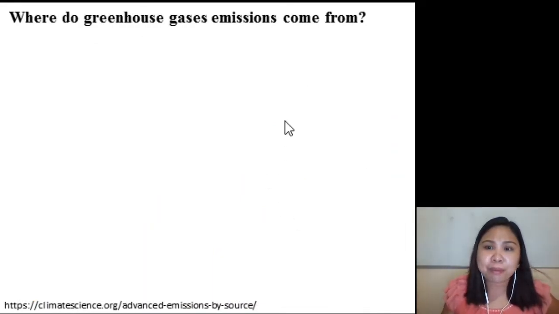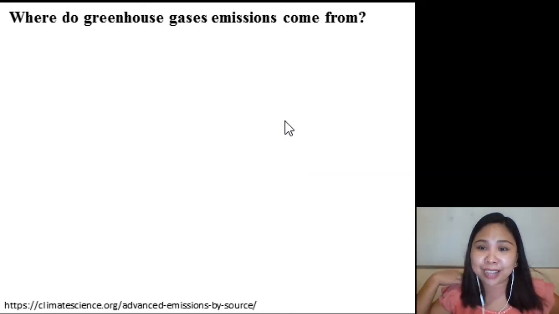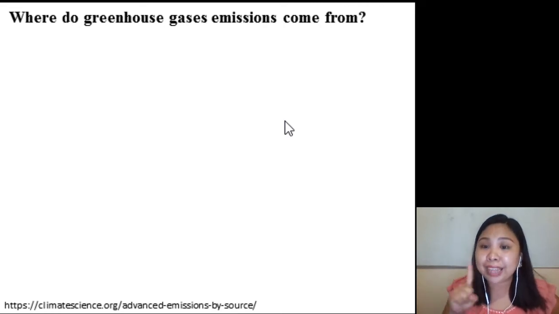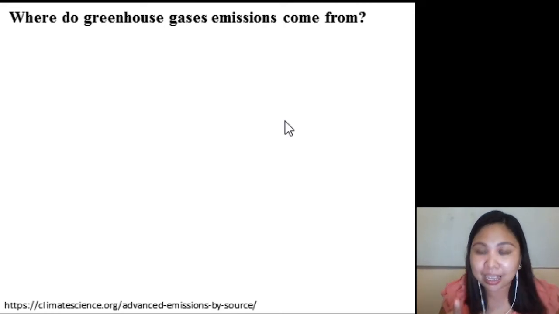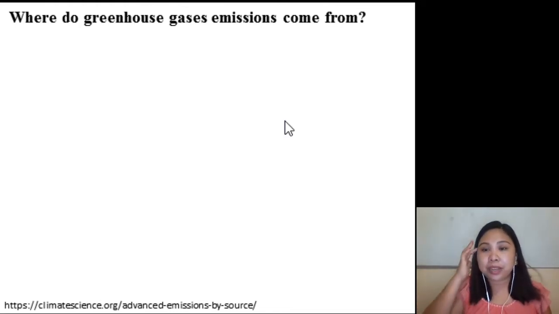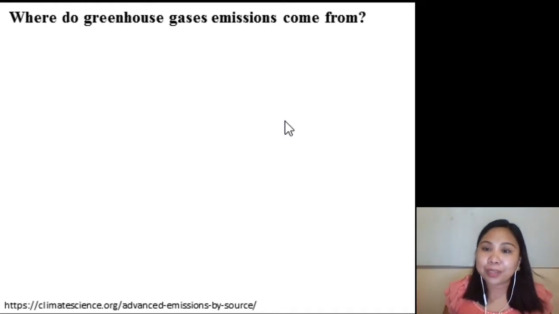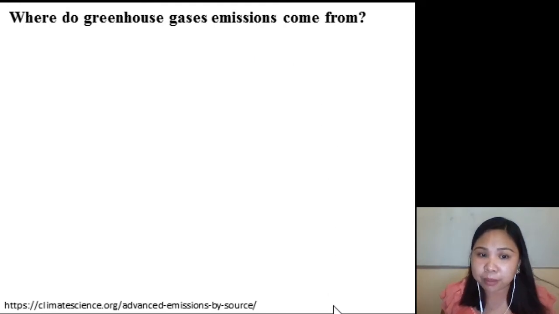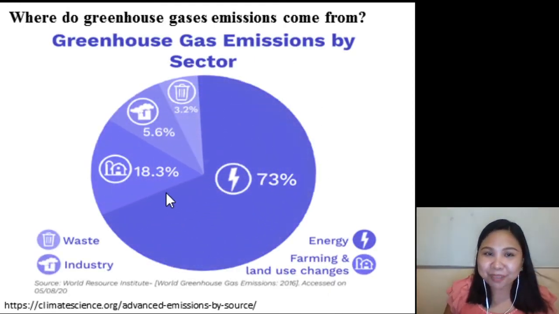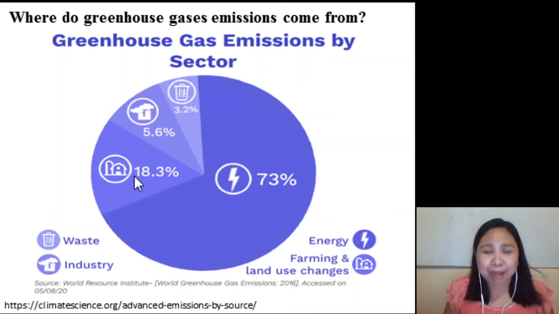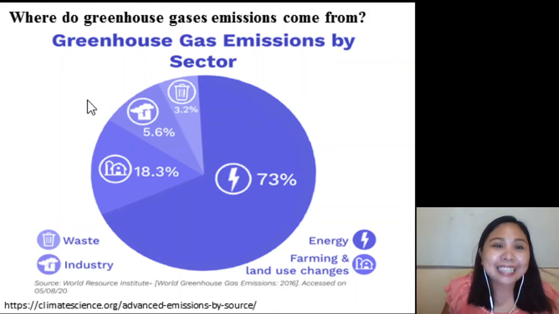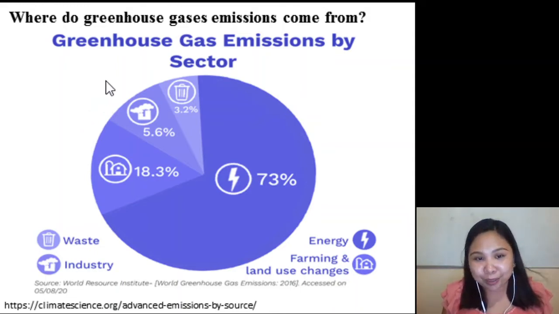Okay? So, ngayon, where do greenhouse gas emissions come from? Parang nagtataka kayo, ma'am, bakit naman po pataas ng pataas yung greenhouse gases sa ating atmosphere? Remember only 1% lang dapat ang greenhouse gases. So, dahil sa mga human activities, we are increasing those greenhouse gases in our atmosphere. So, to answer that, where do greenhouse gas emissions come from? So, first of all, ayan, this is a pie graph showing the greenhouse gas emissions by sector.